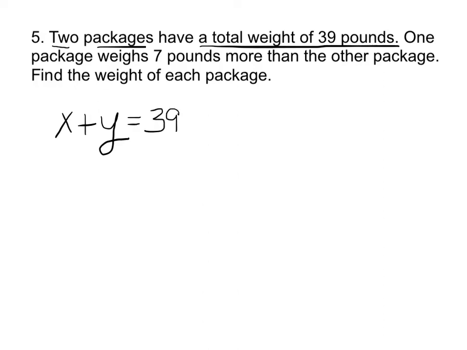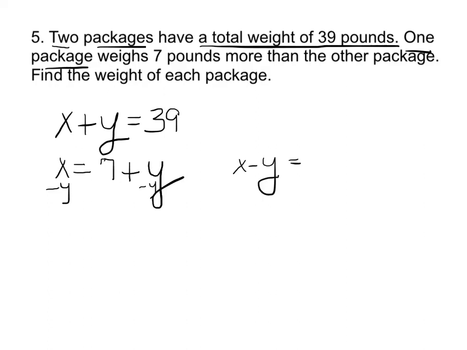The second sentence says 1 package weighs. Well, that means 1 package, so let's say package x, weighs or is 7 more than the other. So how would you write 7 more than the other? So that would be 7 plus y. Now if you notice, our x and y is to the left side of the equation. Here it's only the x. So I have to move my y over. So I'm going to subtract my y, subtract my y. That would give me x minus y equals 7. And then the first equation doesn't change.